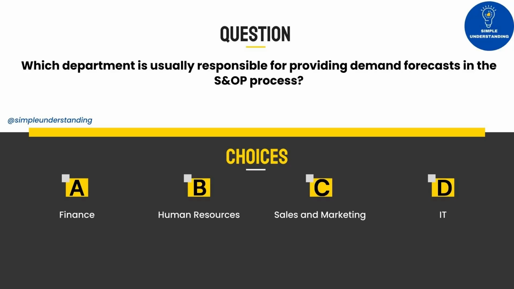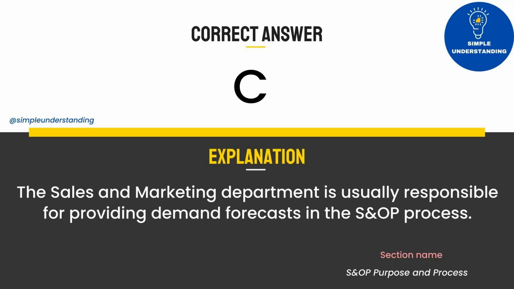9. Which department is usually responsible for providing demand forecasts in the S&OP process? A. Finance. B. Human Resources. C. Sales and Marketing. D. IT. Correct answer: C. Explanation. The Sales and Marketing Department is usually responsible for providing demand forecasts in the S&OP process.